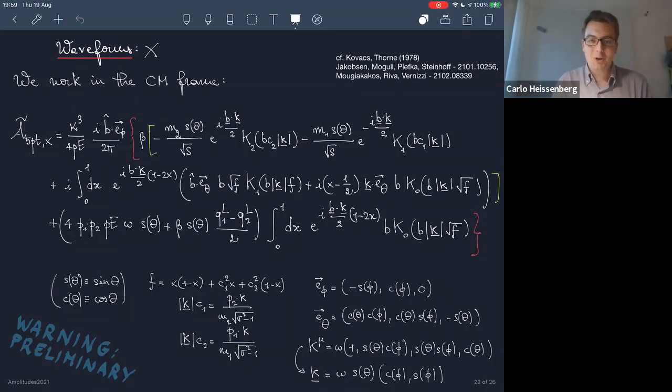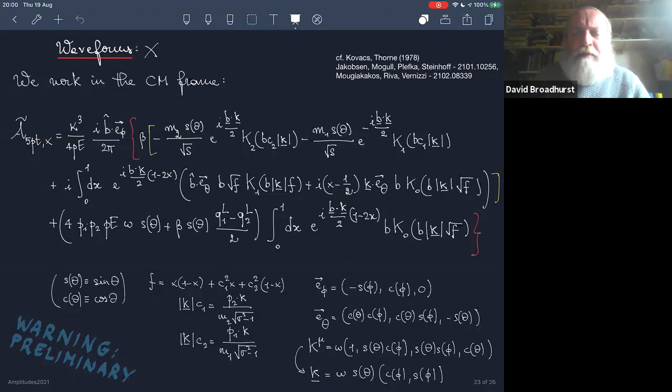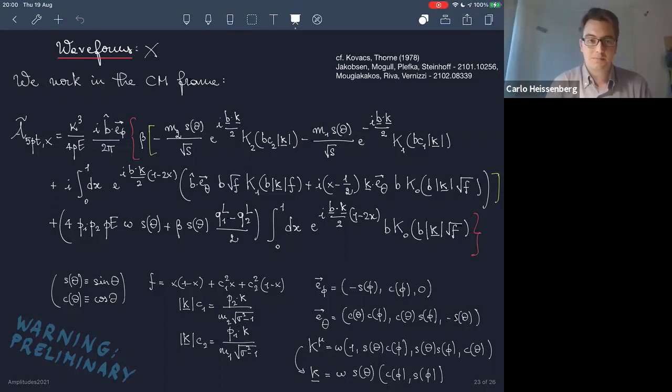They were much less compact, and some of the results were PN expanded. Some of the expressions were expanded for small velocities, but I think if one digs deep enough in those papers, the information is already there. Maybe Gustav and the others can correct me if I'm wrong. Basically, they had already calculated by purely classical means these waveforms.